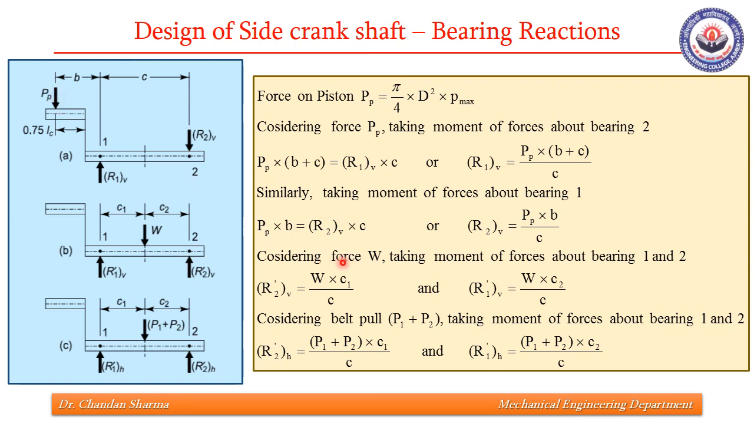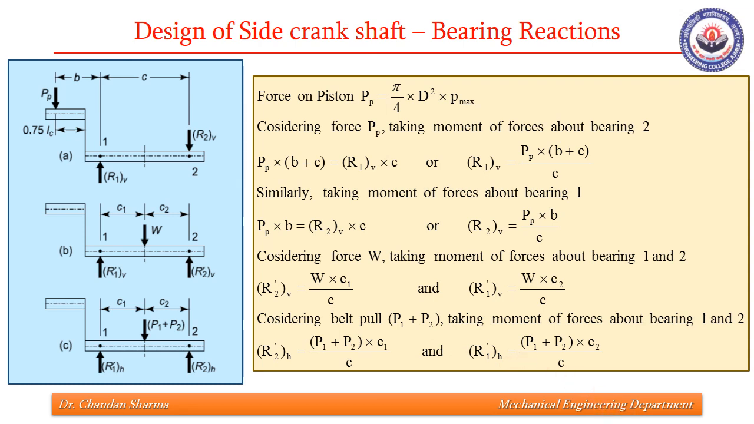Similarly, W is also a vertical load due to weight of flywheel. So reactions due to this are denoted by R1-V and R2-V. We can find that from this diagram. Similarly, in horizontal loading, there is a single load which is equal to P1 plus P2. So we need to find R1-H and R2-H from these basic formulas.